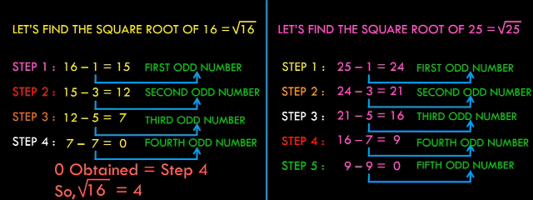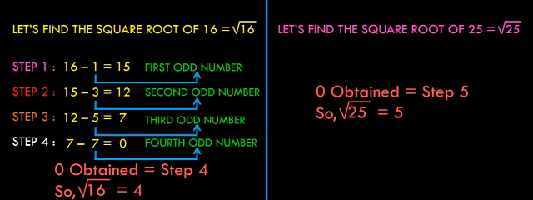Let's find the square root of 16 using the repeated subtraction method. We will subtract the first odd number from the question, then the second odd number from the result arrived, and continue doing so till we get 0. We obtained 0 in step 4, so the square root of 16 will be 4. Let's do the same with 25. We will get 0 in step 5, so the square root of 25 will be 5.